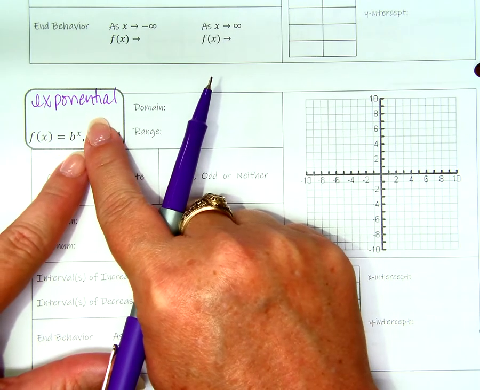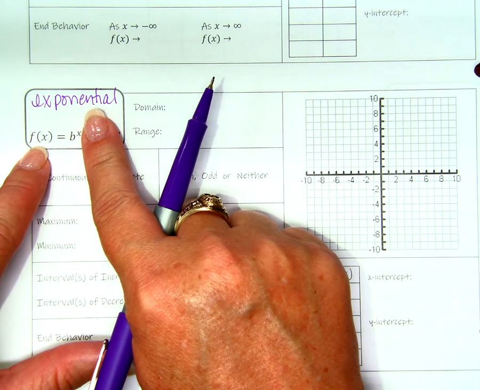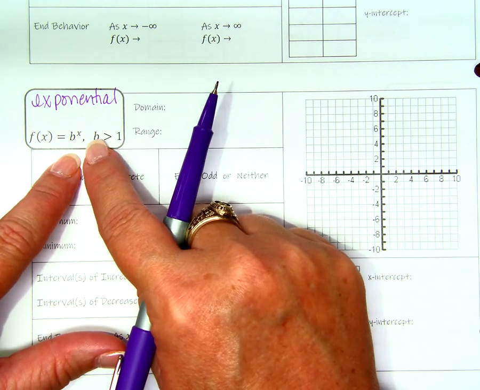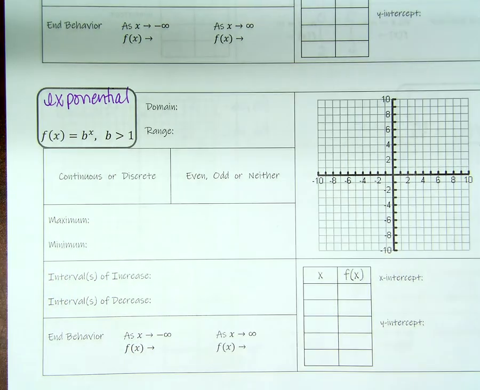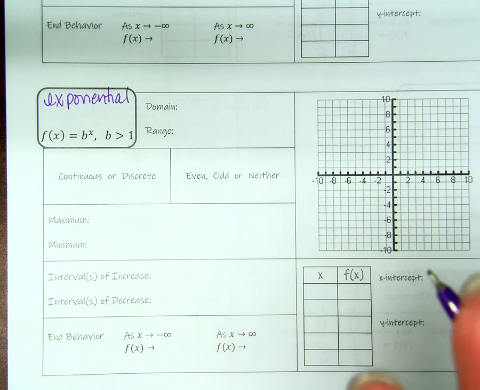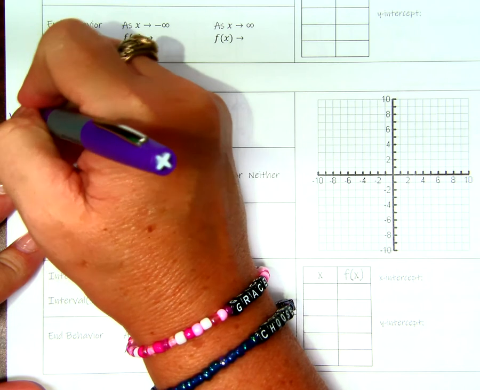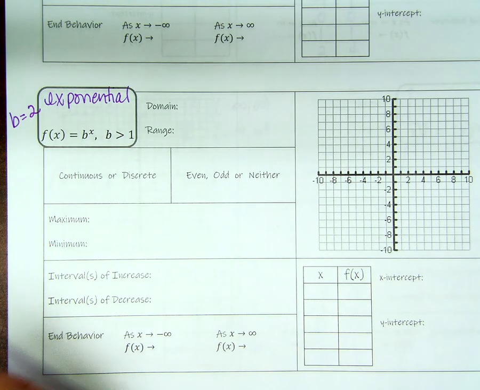This is the function. This is the qualifying statement. The function is f of x equals b to the x power, but we are specifying right now that b is greater than 1. So as a group, I would like us to decide what we want our b value to be. What's a number that's greater than 1? 2 is the most popular answer. Is it okay for us to use 2? So over here, we're going to write b equals 2, so we all know what b we're talking about.